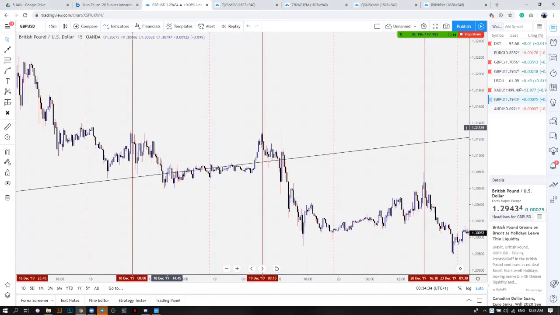Oftentimes, 80% of the time, the direction of the market just before London open is the false move. At London open, you're going to get the reversal, especially around pound pairs and euro pairs.